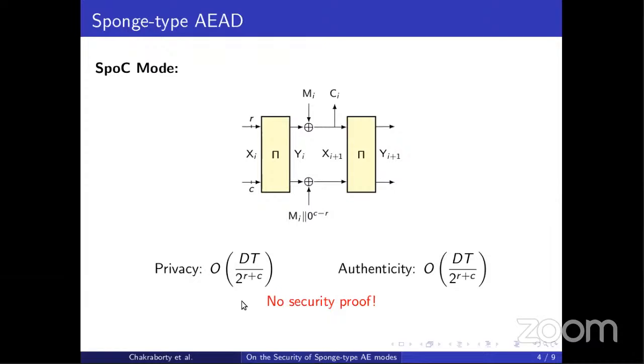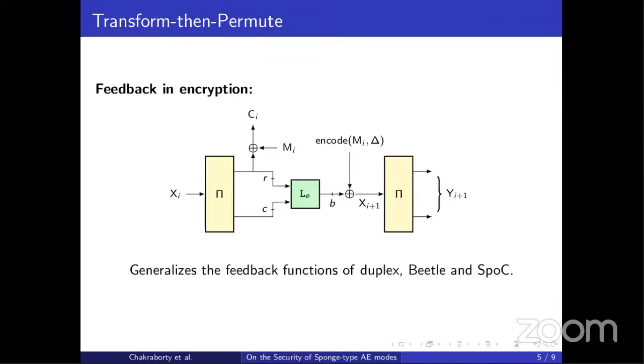So this mode is slightly different from the previous two modes. In this case, the privacy and authenticity bounds are both claimed to be dt by 2 power r plus c with some other factors as well. But these are the main bounds, and there is no security proof as it is. So in this work, we have proposed a generalization of all these modes, duplex, Beetle, and SPOC, and we call this the transform then permute mode.